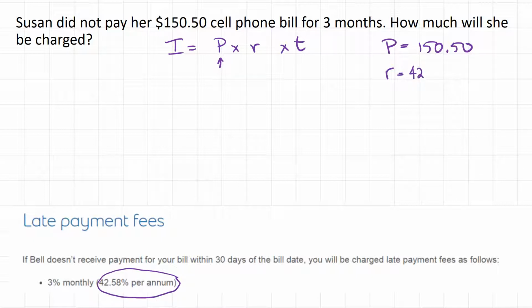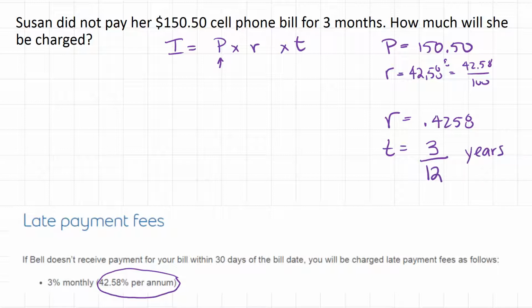So it's 42.58% a year, and we have to change that by dividing by 100. So we get 0.4258. That's the interest rate. Now the time is in 3 months, so we want to change that to years. So 3 months out of 12. So 3 out of 12 is how many years it is.